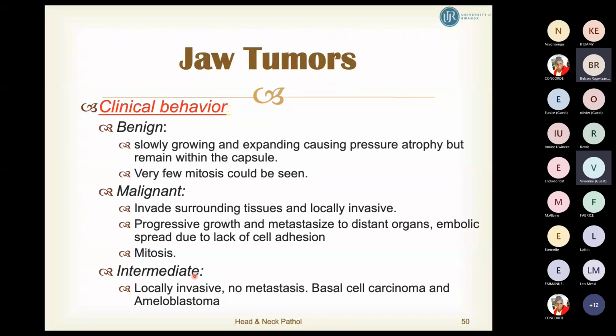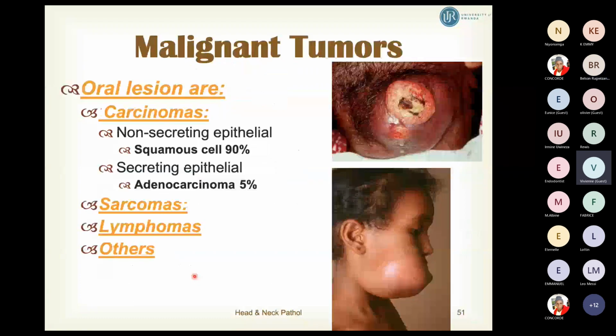For the jaw tumors, they can be benign, which ranges from ossifying fibroma and fibrous dysplasia. Malignant, especially like the ameloblastic carcinoma, and they can be intermediate. Ameloblastoma is considered intermediate, not really benign, but also not malignant. But when it is termed carcinoma, then it is a cancer.